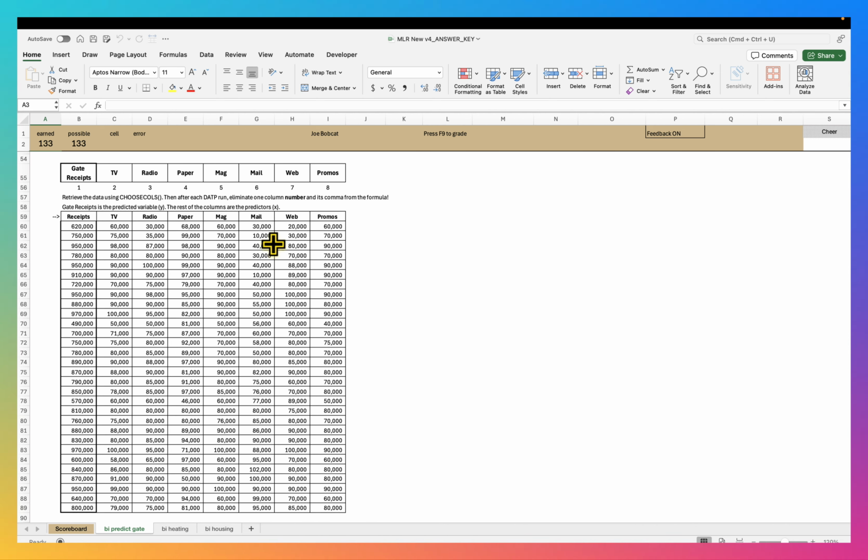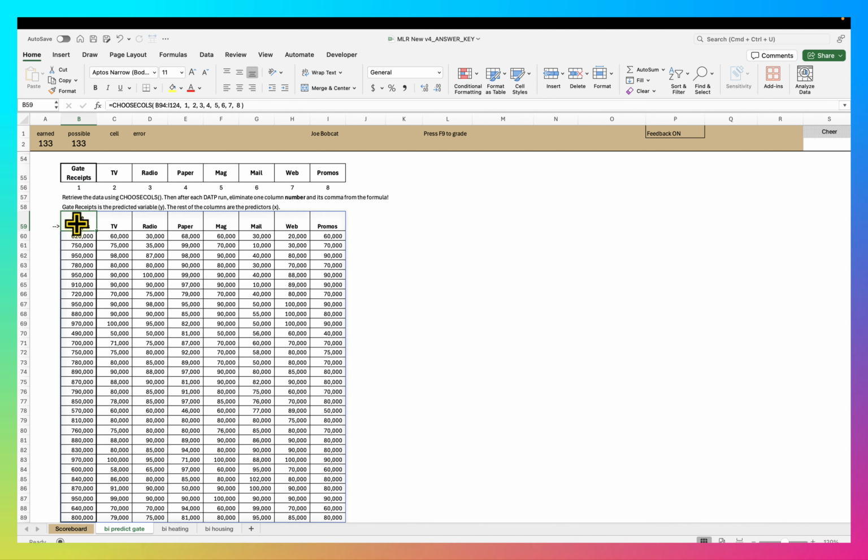So here we have gate receipts. In fact, let me expand that so you can see that it really does say gate receipts. So we have gate receipts at a stadium, and this is how much they're taking in. Then in the next 7 columns, what we have are the expenditures on different forms of marketing. So that'd be TV, radio, paper, magazine, mail, web, and promos.